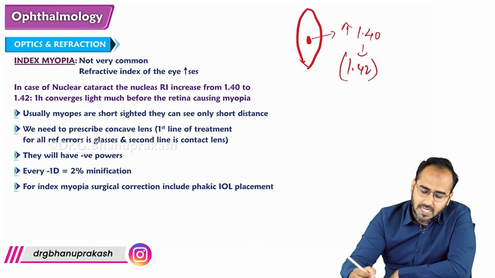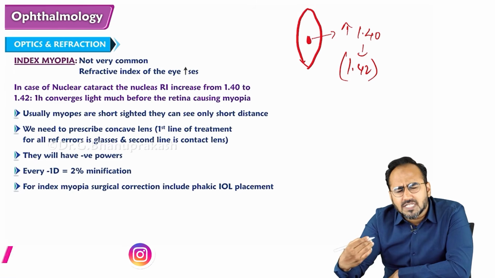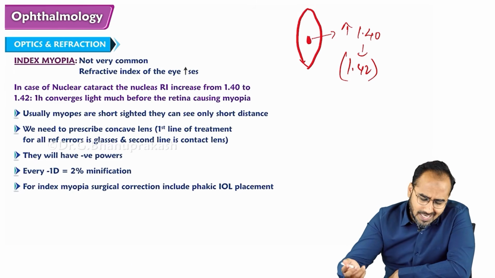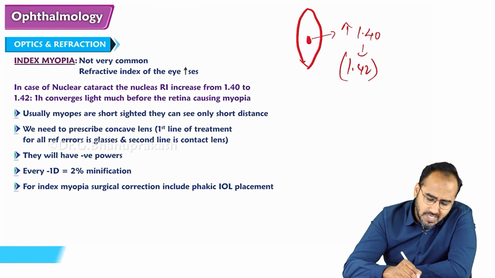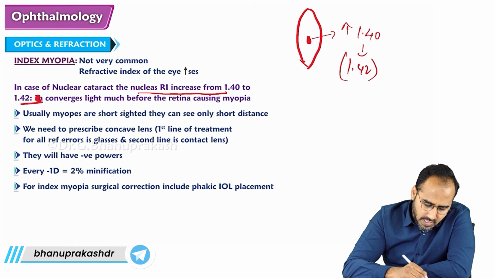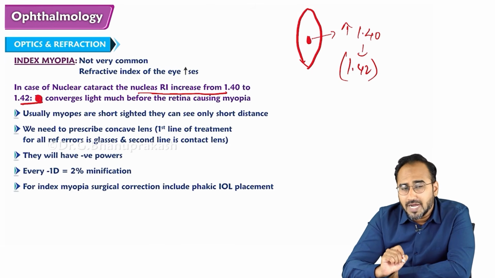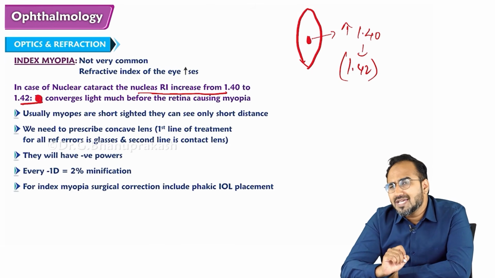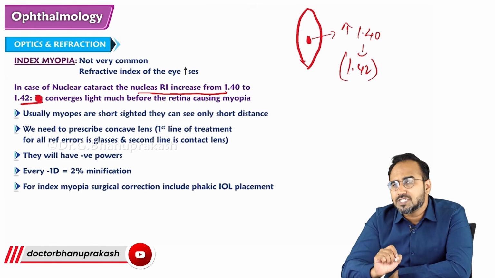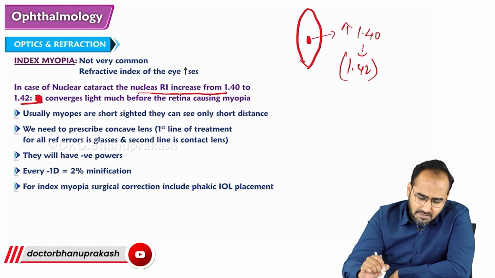I told you. Okay? So, any myopia developing due to change in the refractive index of the lens is called index myopia. In case of nuclear cataract, it increases the refractive index from 1.4 to 1.42 and hence converges the light rays much before the retina, causing myopia. So, I told you guys, usually myopes are called short-sighted. Why? Because they see the near things properly. Far things are not seen properly by myopics.